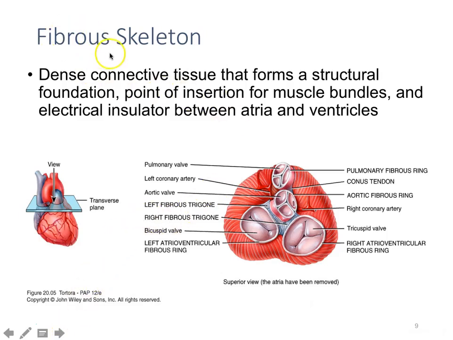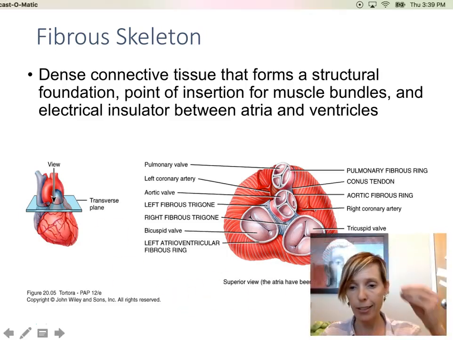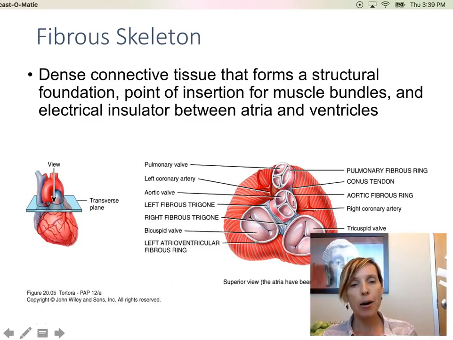There is a sort of skeleton. Now, it's not a bony skeleton. It's basically a connective tissue skeleton. It helps act as a point of insertion for the muscles of the heart and acts as an electrical insulator between the atria and ventricles. So what that means and why that's important is, I feel like you need to see me doing hand actions.